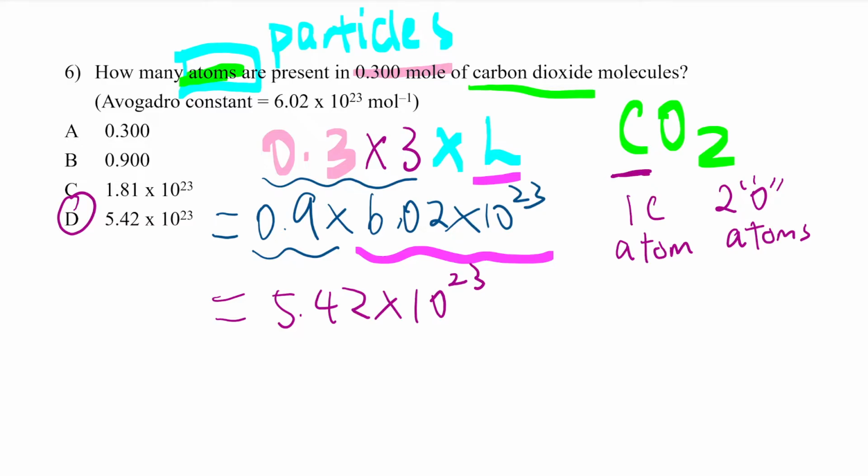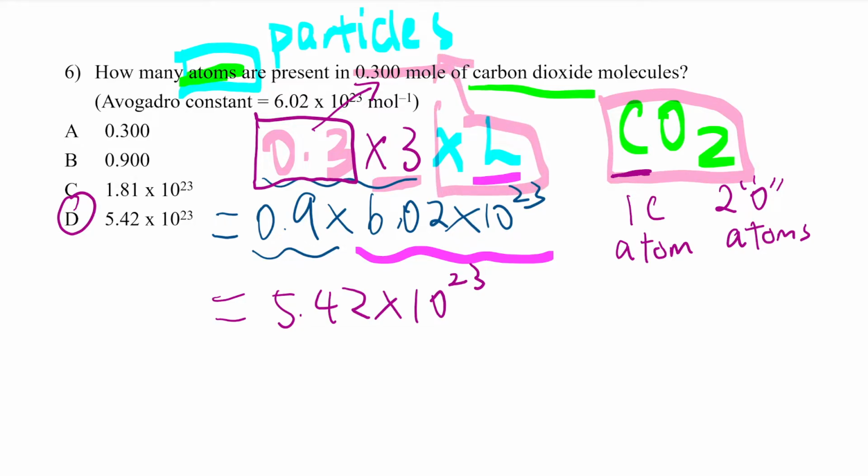All right, so here I skipped quite a bit of steps. So how did I get 0.3? It was the original mole of the entire compound. And why did I times it by 3? I times it by 3 because I wanted to find a number of moles of carbon and oxygen atoms for the entire thing. And why did I times it by L? It's to find the number of particles, in this case, the number of atoms. So I've incorporated everything that we learned in the first 4 or 5 videos.